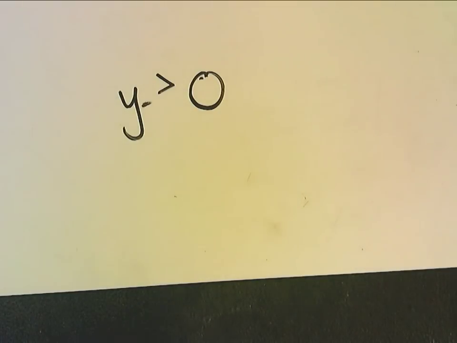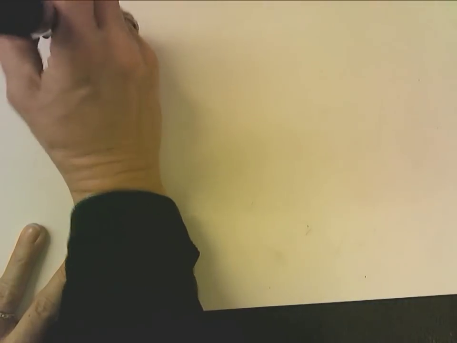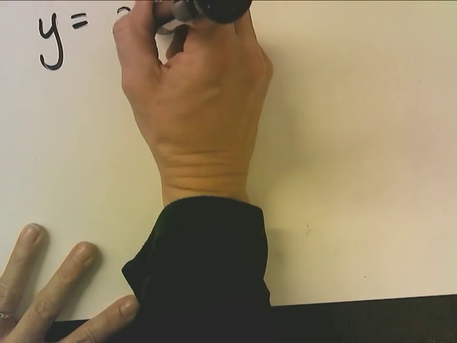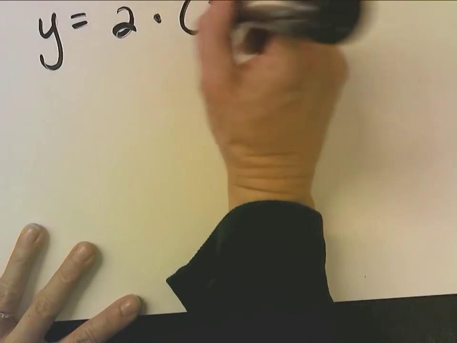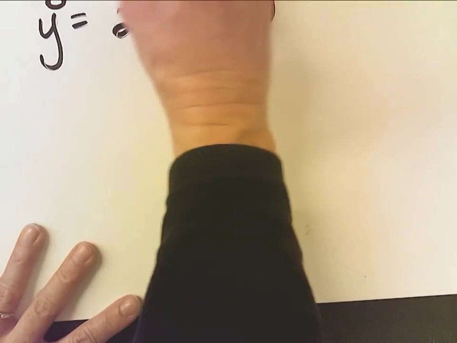Okay, let's turn to page 52. Now, on page 52, what we're going to do is compare these two graphs. y equals 2 times (1/3)^x, and we're going to compare that with y equals (1/3)^x.